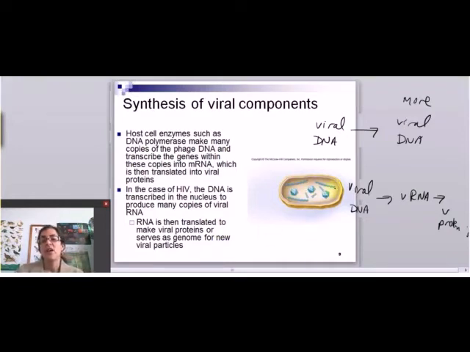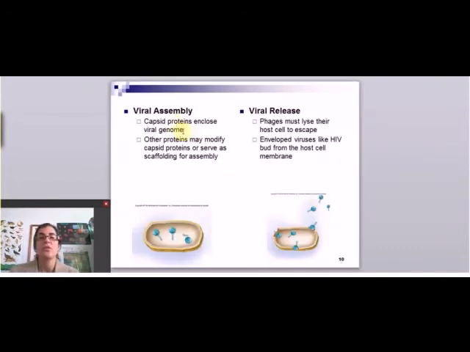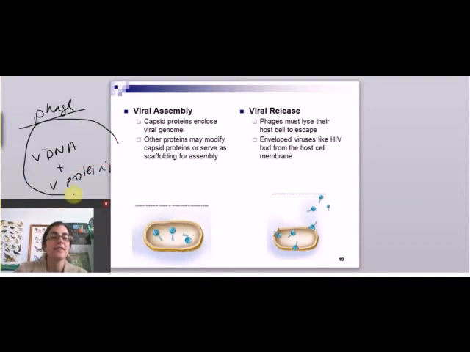So as it's making lots and lots of these copies, then it's going to go into viral assembly. In the case of phage, specific to phage, it's going to take the viral DNA and mix it with viral proteins and assemble that into new viral particles. So that's what's happening here. We've got our capsid proteins, and I'll just draw them a little bigger here. So we've got our capsid, and we've packaged inside of it the viral DNA.